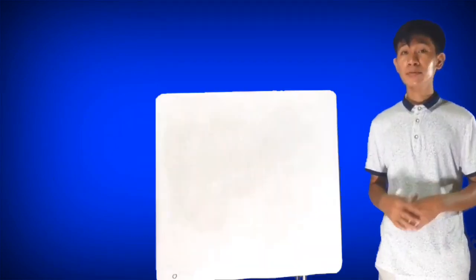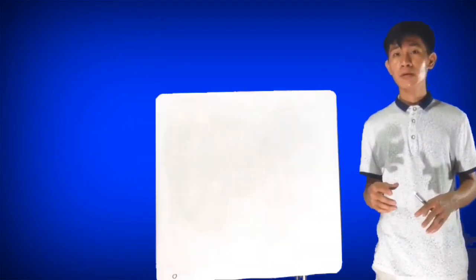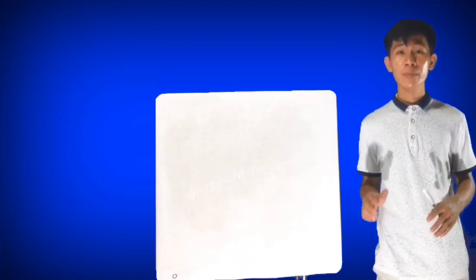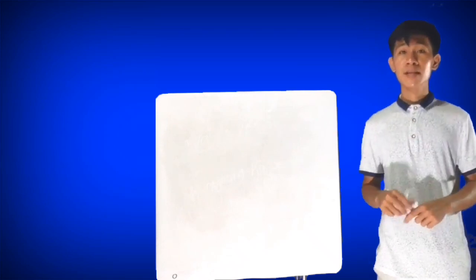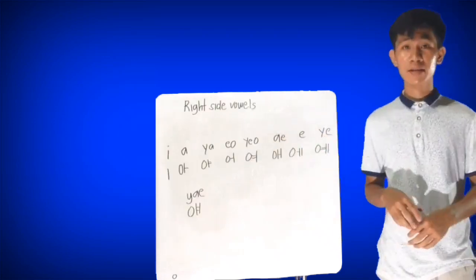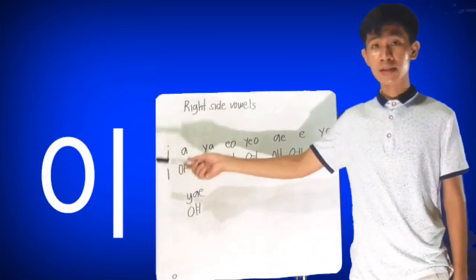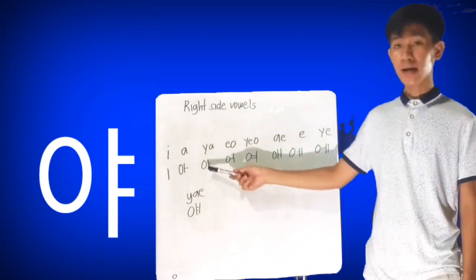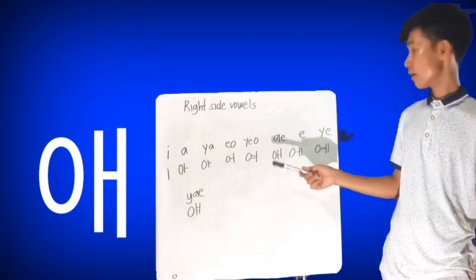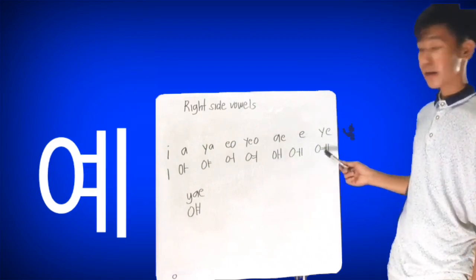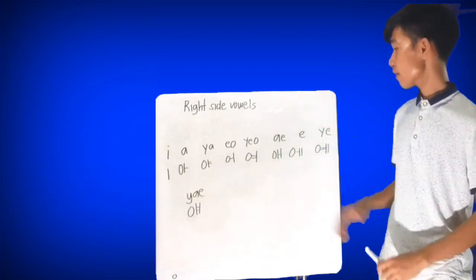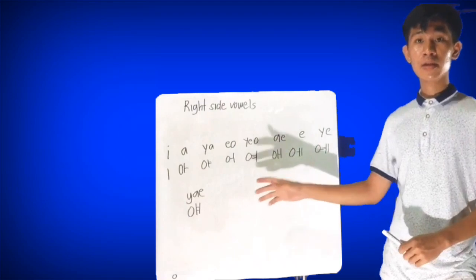And now, let's talk about the vowels, because I know that some of you might get confused about how the vowels should be written. So in this case, we will make another two groups of vowels. These are the right side vowels and bottom vowels. These are the right side vowels: I, A, Ya, O, Yo, E, Ye, and Ye. So, in writing these vowels, we should write this to the right side.